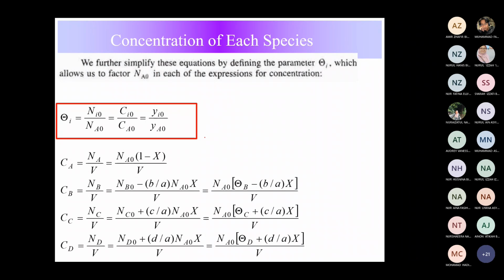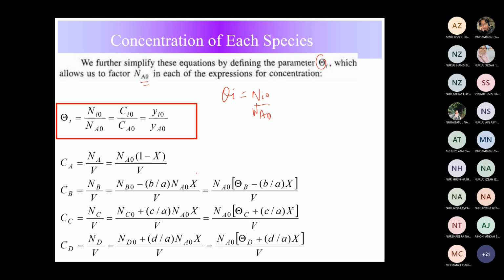Alright, theta. We further simplify this equation by defining the parameter theta I, which allows us to factor NA naught in each of the expressions for concentration. Because we want to bring NA naught into every equation. You don't want to have NB naught, NC naught and ND naught here. So for CA, there's no problem, because NA naught stands alone. Then we have NB naught here. If you want to convert, you need to have this first. So theta I is equal to NI naught over NA naught.